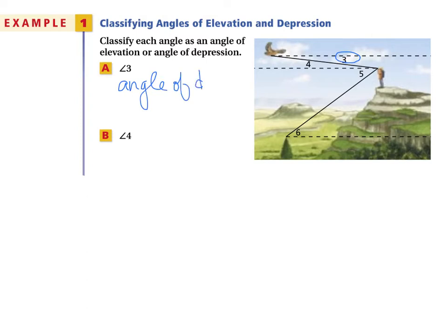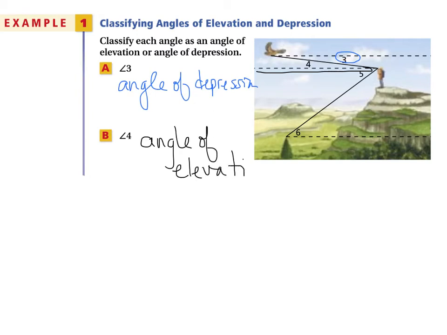It would be an angle of depression. The reason is that you have a horizontal line from the plane and you have a point below it, so you're looking down, it's an angle of depression. Angle 4, here's your horizontal line, and you're looking up at a point above it, so angle 4 is an angle of elevation.